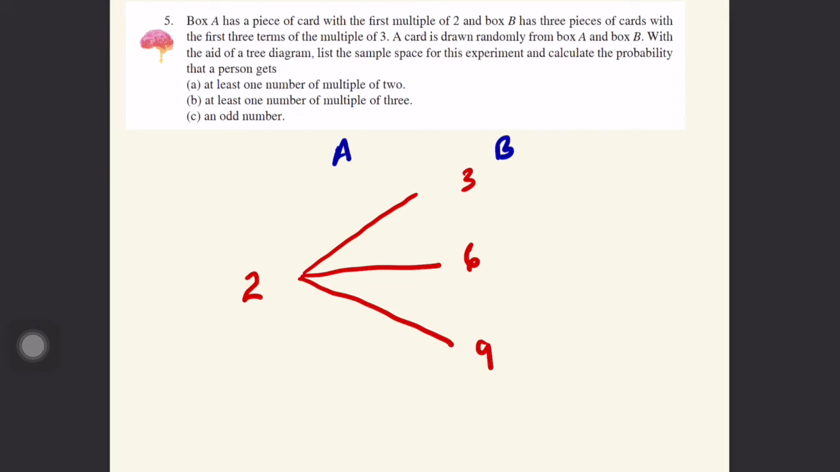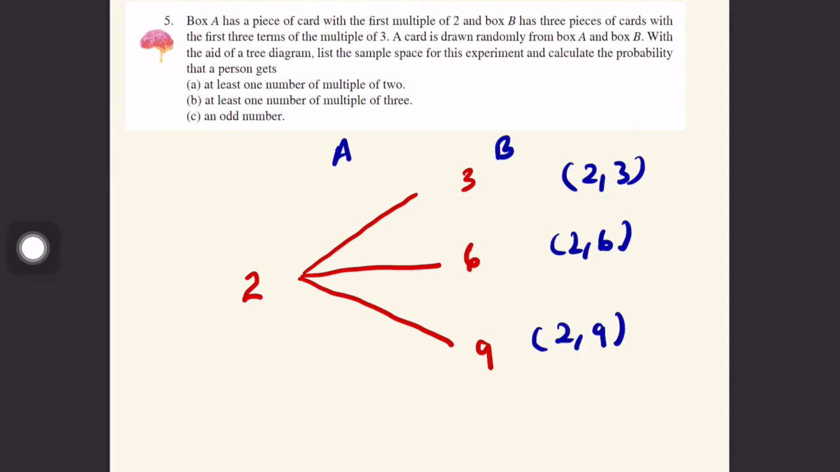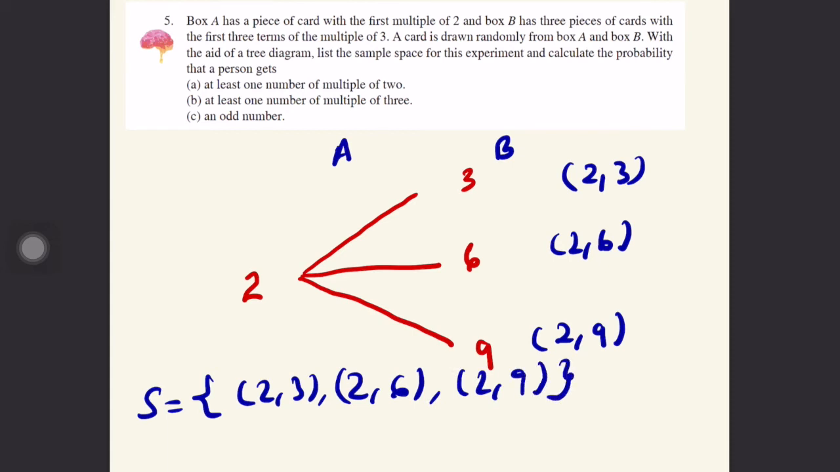9. Okay, so our sample space. Maybe you will pick 2, 3, 2, 3. Maybe you will pick 2, 6, 2, 6. Maybe 2, 9, 2, 9. Okay, so your sample space for this question is, for example, I write it as n(S). Curly bracket 2, 3, 2, 6, and 2, 9. And n(S), the number of the sample space, is 3.